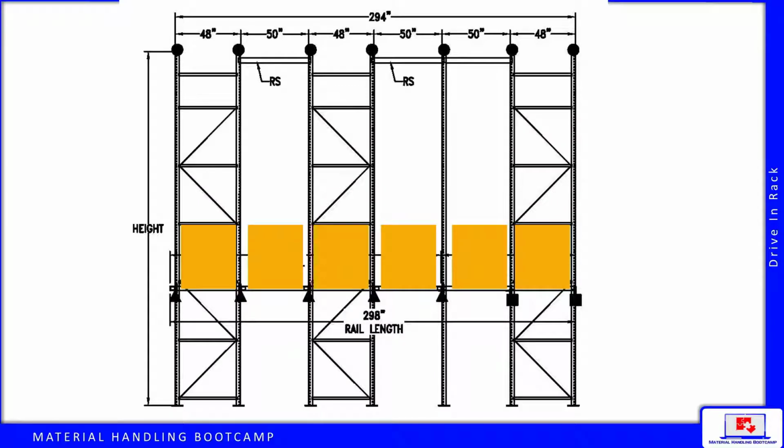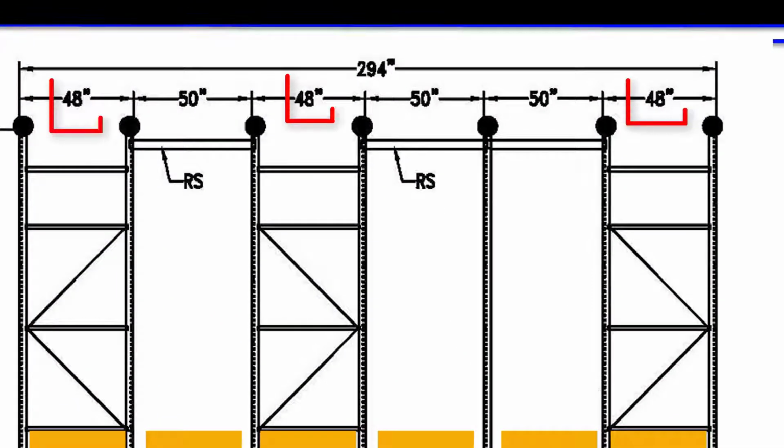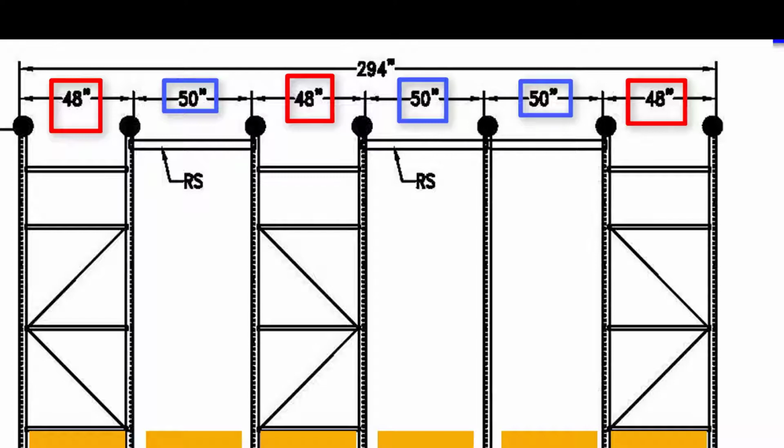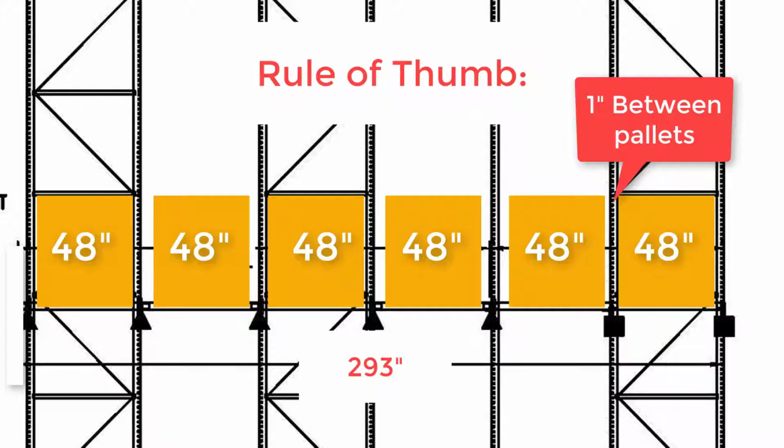Let's take another example. In this 6 deep system, we have the following: 3 48-deep uprights, 1 column with 3 50 spaces, for a total of 294 inches. Again, this is close to our minimum rule of thumb: 6 times 48-inch pallet plus 5 times 1 inch between pallets equals 293 inches.